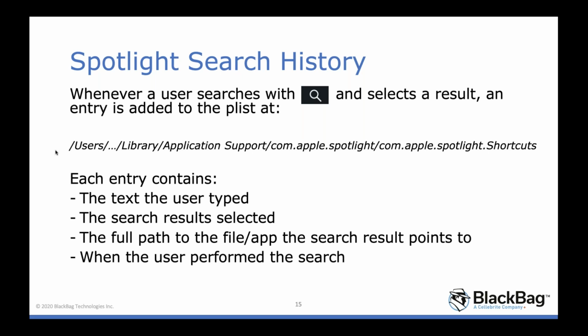And every time you type in something, if you type in SAF and Safari shows up and you click on Safari, a new entry shows up in the plist located at this path that contains the text the user typed, like SAF for Safari, the search result that the user actually clicked on, the full path to where that search result is on disk, and then when the user actually did the searching for the last time. So really interesting information about user activity.